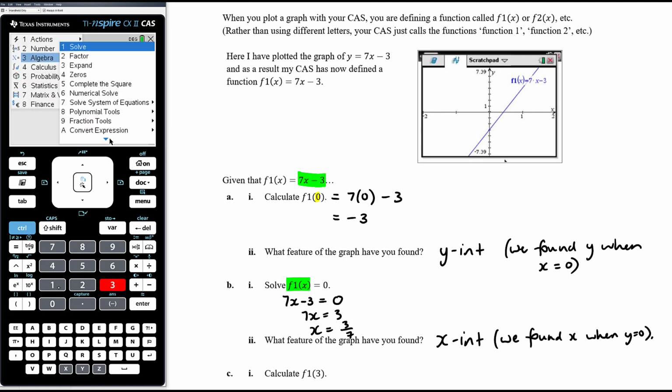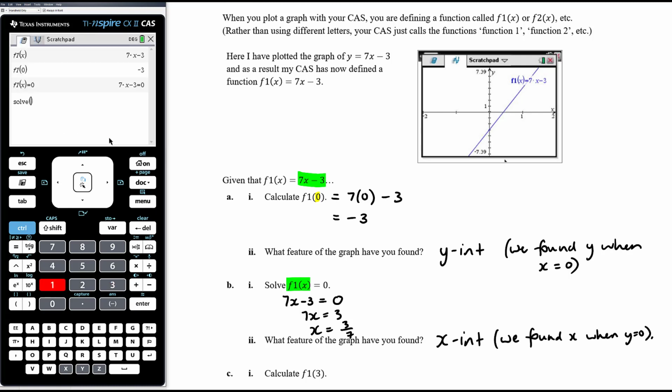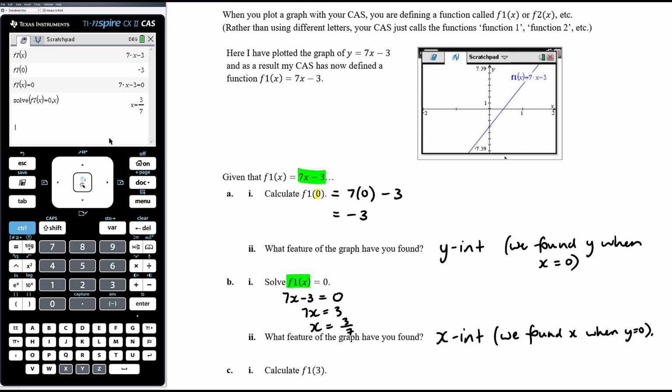So menu 3, 1, solve. I don't need to type it again if I've typed it before. I can just scroll up here to this bit, which is what I want, and press enter to copy that into the next line, and then comma x, remember, for solving. So solve that equation for x, and it gives me what I got by hand, which is x equals 3/7. But in the context of the graph, what we've found there is the x-intercept of that graph.